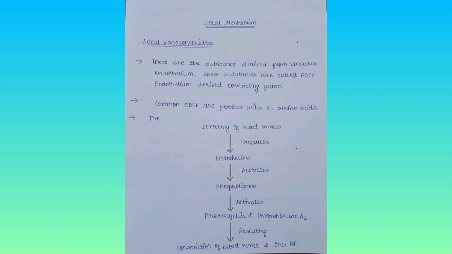So when a blood vessel is being stretched, it will produce endothelin. This endothelin will do two activations. One activation is activation of phospholipase. Now this phospholipase will in turn activate prostacyclin and thromboxane A2, leading to vasoconstriction and increase in BP.